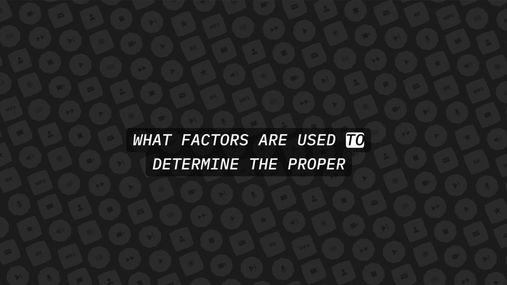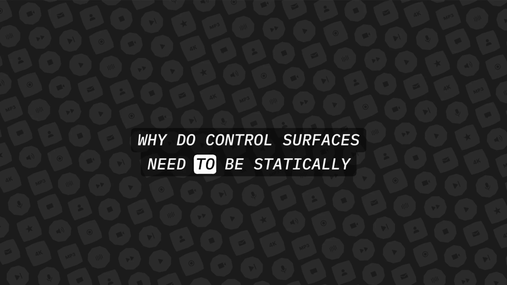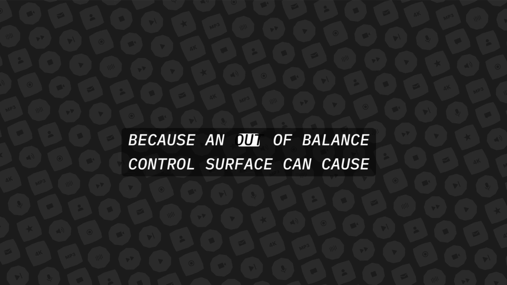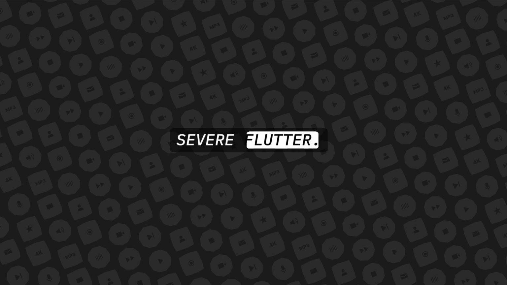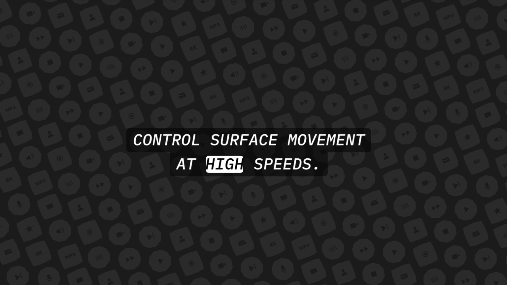What factors are used to determine the proper cable tension? The size of the cable and the outside temperature. Why do control surfaces need to be statically balanced? Because an out of balance control surface can cause severe flutter. What is a spring tab? A flight control that uses a spring to assist control surface movement at high speeds.